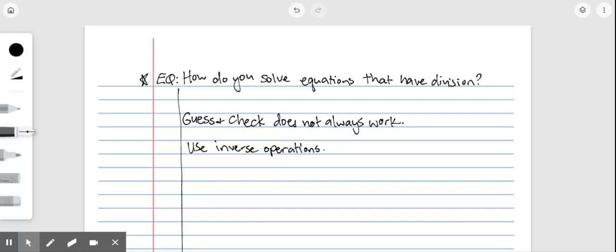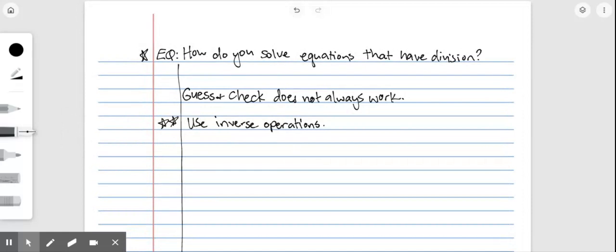Especially in this section where you have division, because the problems get tougher because now we're dealing with fractions. So you have to use inverse operations. If you are not using inverse operations, you are going to have a very hard time finding the right answer. Okay? So let's talk about inverse operations.